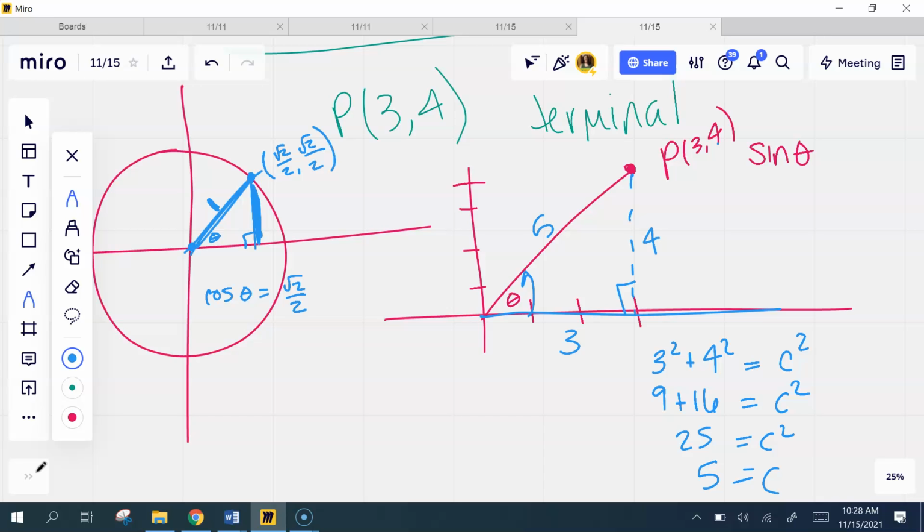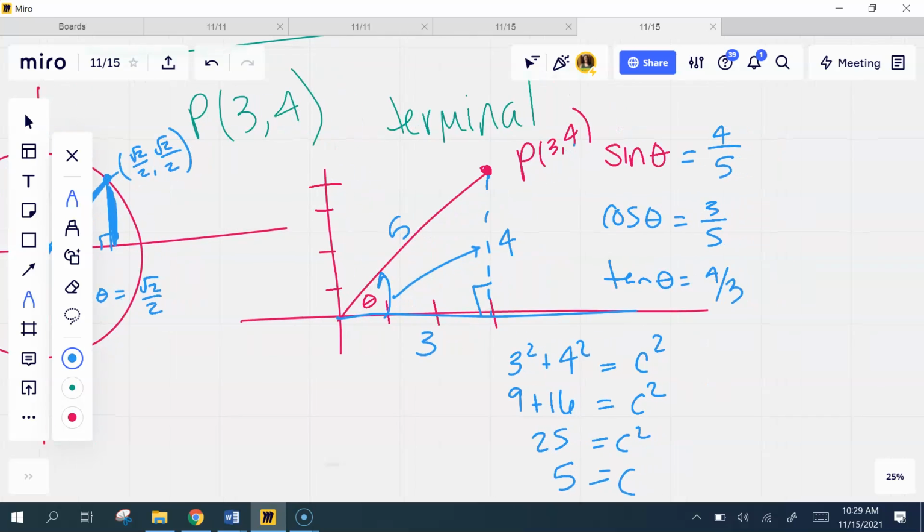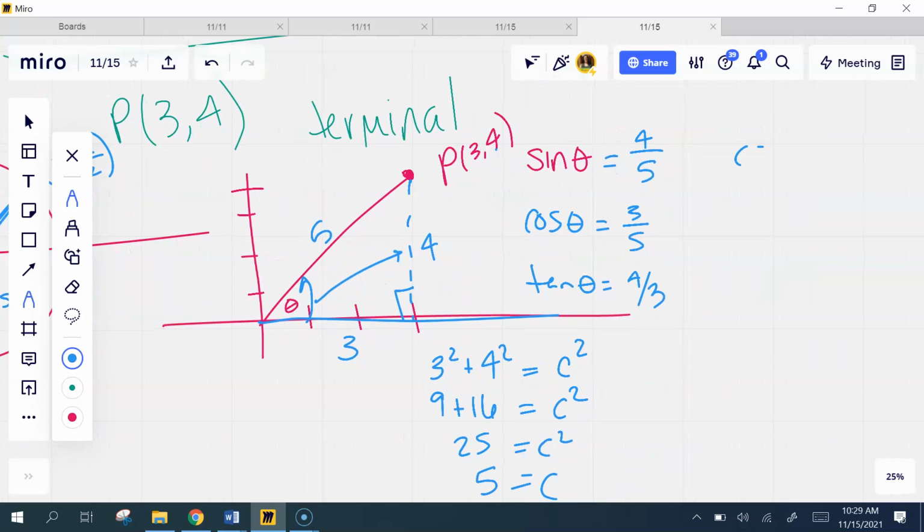Now can you find all the trig functions of theta? Okay? What is the sine of theta? 4/5. Opposite over hypotenuse. What's the cosine of theta? That's right. How about the tangent of theta? Cosecant? Secant. Cotangent.